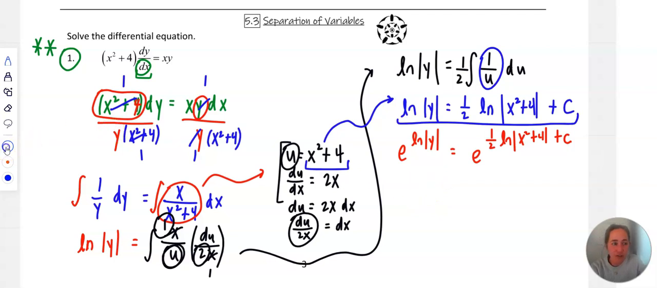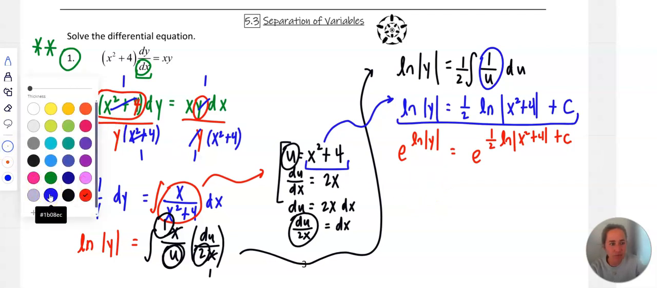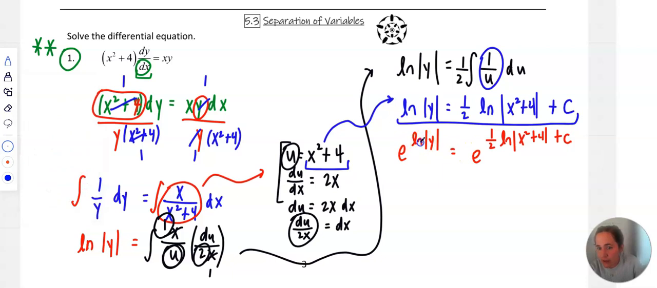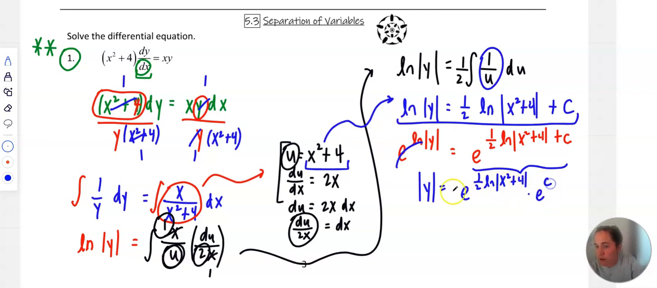You have good news on the left side. On the left side, looks like we just have e and the log base e canceling. All you have left is basically just y. It's the absolute value of y. There was a rule that we used for this side the other day. We said if you have e to the sum of two terms, you can split it up into e to the first part times e to the second part. And some of this really simplifies nicely.